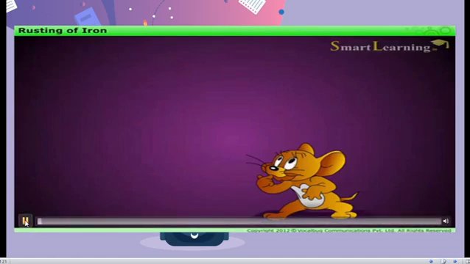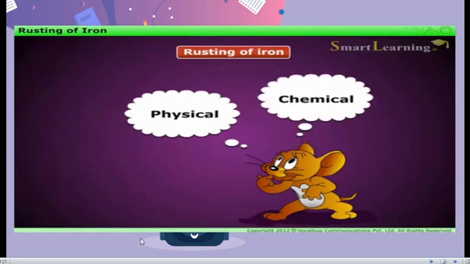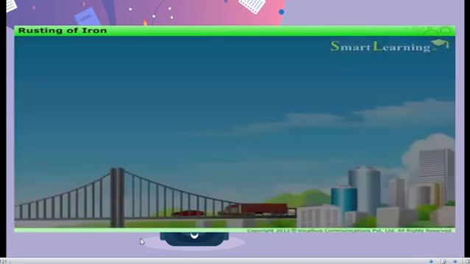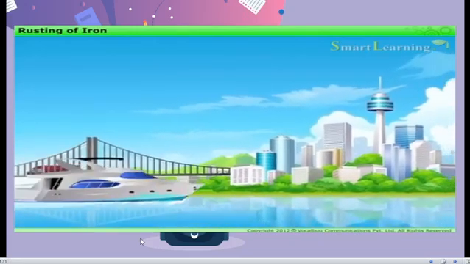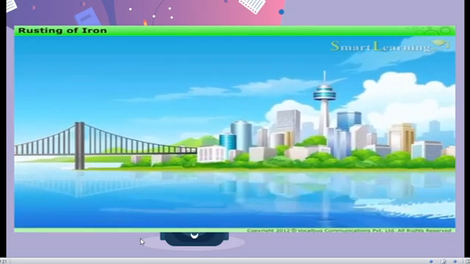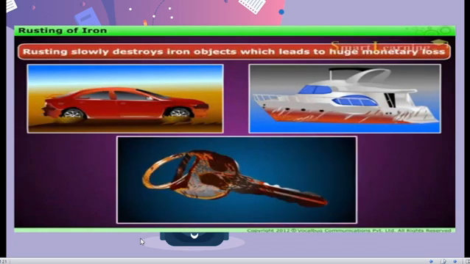Rusting of iron. Kiwi is curious to know whether rusting of iron is a physical or a chemical change. We know that bridges, cars, trucks, ships, and many other articles are made up of iron. But these iron objects are easily affected by the process of rusting. Rusting slowly destroys iron objects, which leads to huge monetary loss.